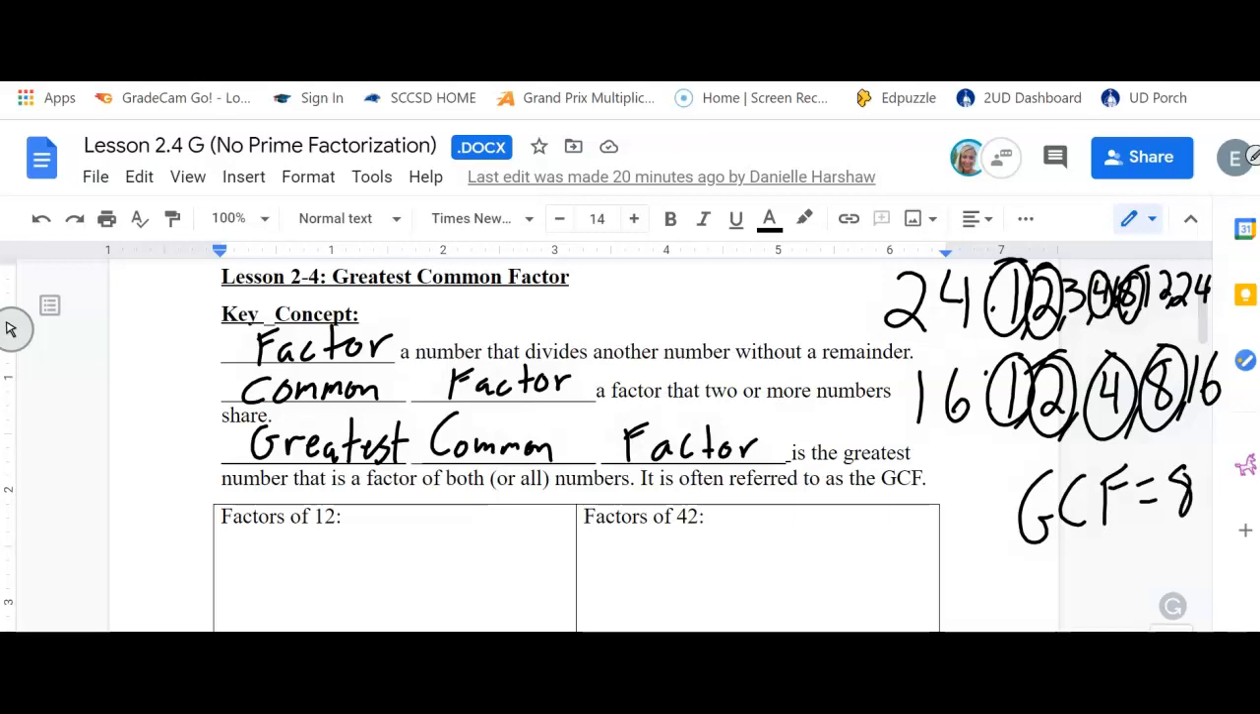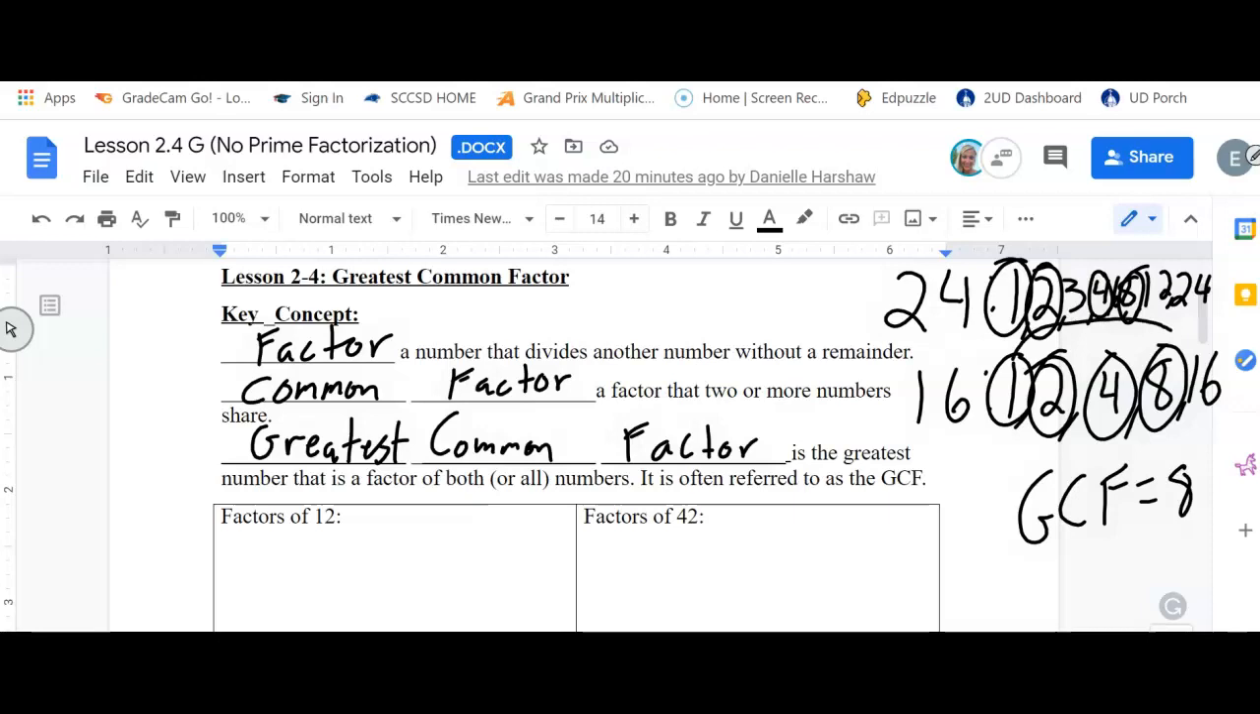You just solved the greatest common factor using the rainbow method. Do you want to know why it's called the rainbow method? Do you have any ideas? Megan? You got it, yep. You can make a rainbow with your factors.